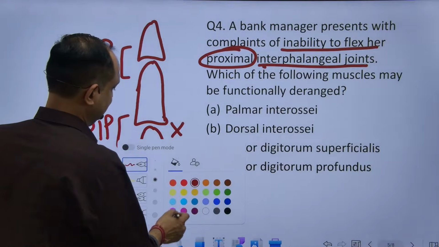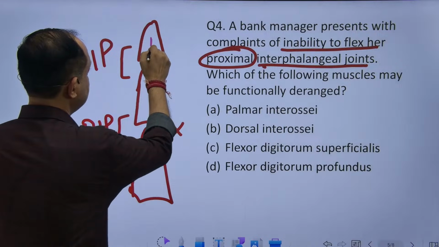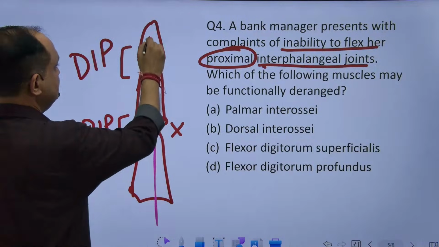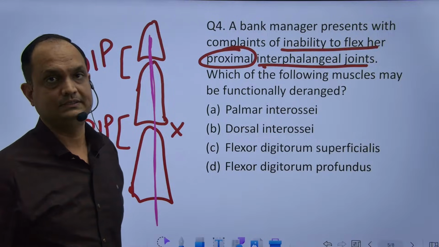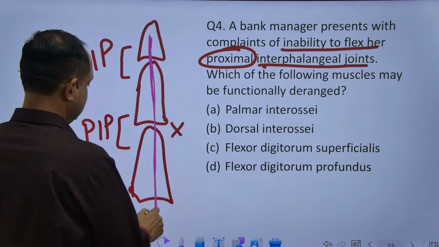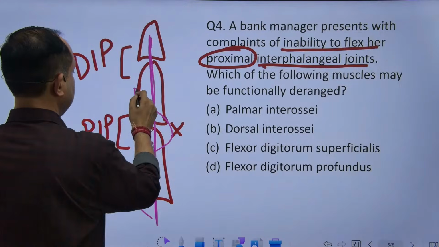Now dear students, here you have to keep this in mind that there is one tendon which is approaching this distal phalanx. This is the tendon of flexor digitorum profundus. When you have the flexor digitorum superficialis, this flexor digitorum superficialis first splits and then it attaches here.